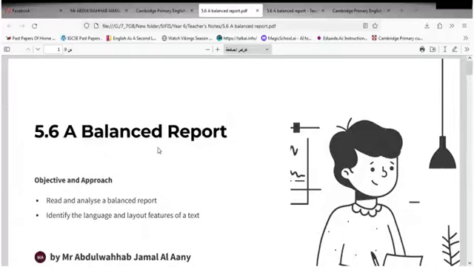The objective of today: we are going to read and analyze a balanced report, and then we are going to identify the language and layout features of a text. And I'm going to present an example of a writing task, how to plan it, how to write it, and how to check on it after we finish writing it.